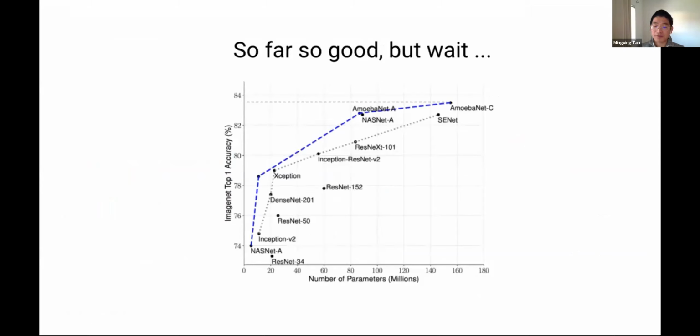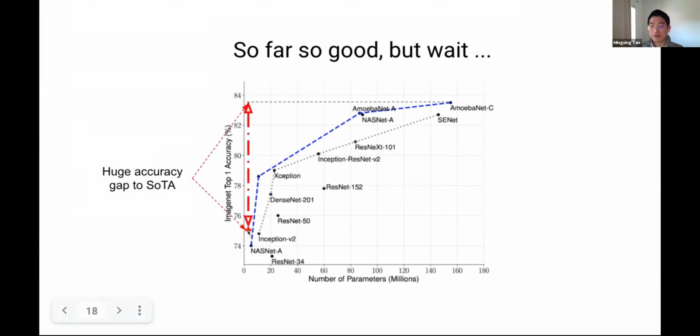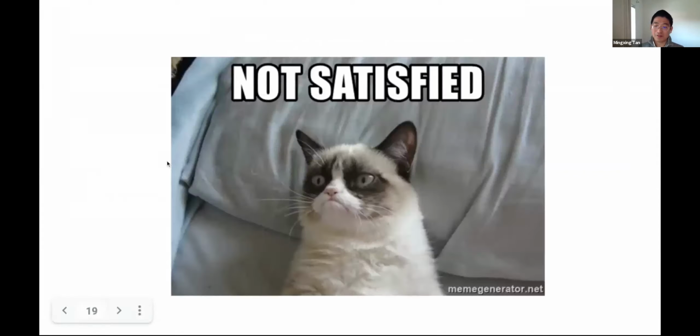All right, on the mobile side, it looks like we have designed pretty good models in terms of latency and accuracy. However, if you look at the big picture, this small dot is our previous model, like either MnasNet or MobileNet v3 or MixNet and so on. They still have a huge accuracy gap to the state-of-the-art models, right? So definitely we are not satisfied.